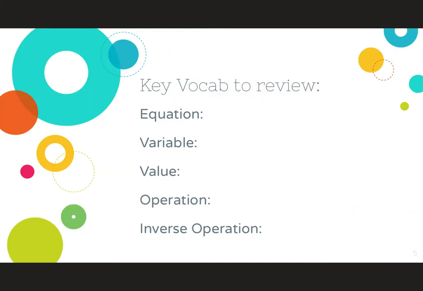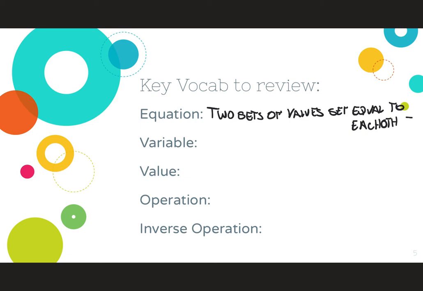So, key vocab. Let's talk about some things that we need to know. This is in your vocabulary sheet that we did, so we're going to review some things. An equation would be two sets of values set equal to each other. So we have two things that are set equal to each other. There has to be an equal sign. We'll talk about that in a moment.